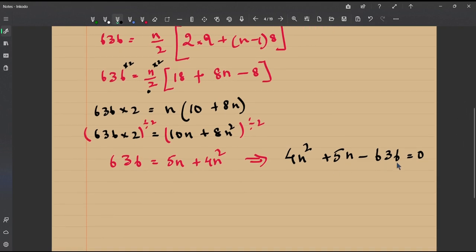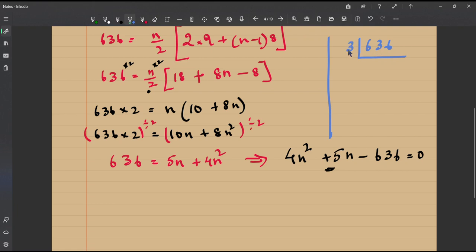Now solving for n. We'll have to find the factors of 636 and 4. We'll have to find two numbers in such a way that they should add up to the middle term plus 5. That is, we are aiming to split the middle term. So how do we split? First, find factors of 636. Let us do the rough work here. Finding the factors of 636. Actually, we need factors of 636 into 4, but let's find this first.